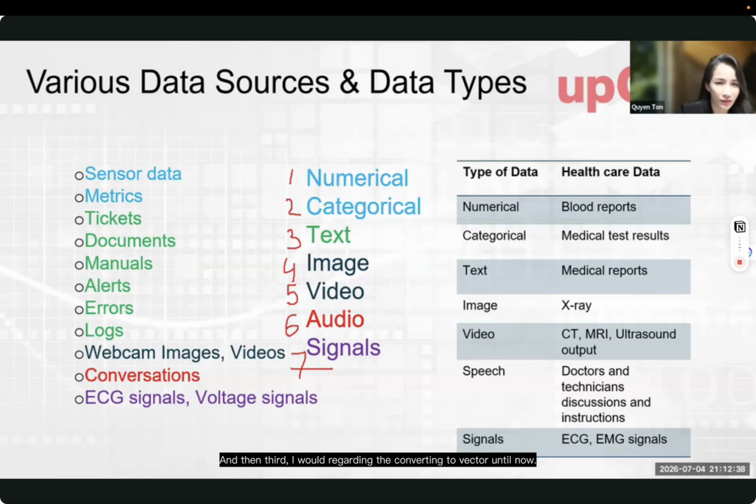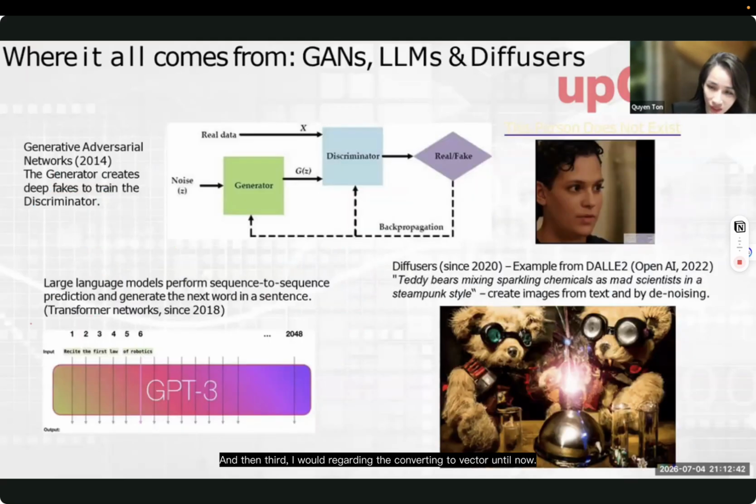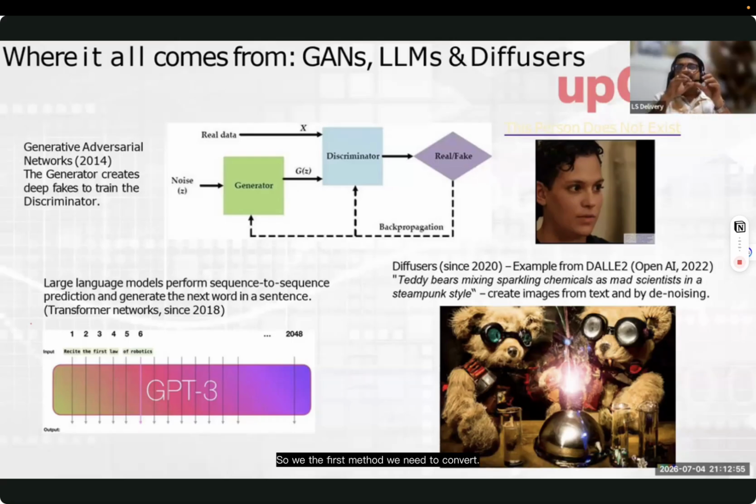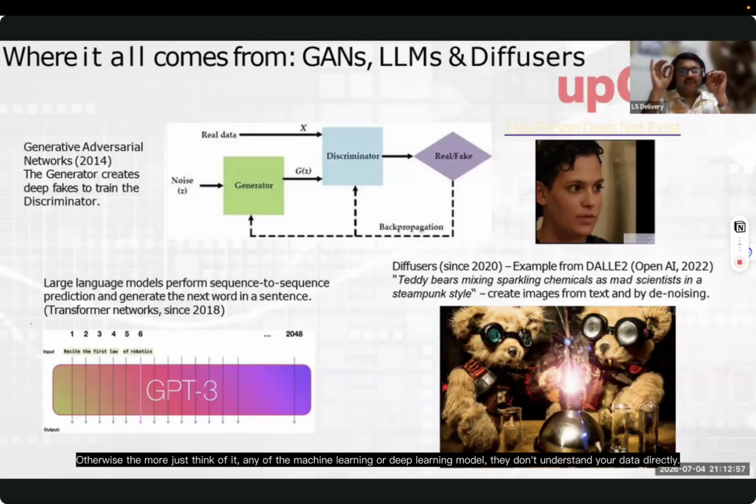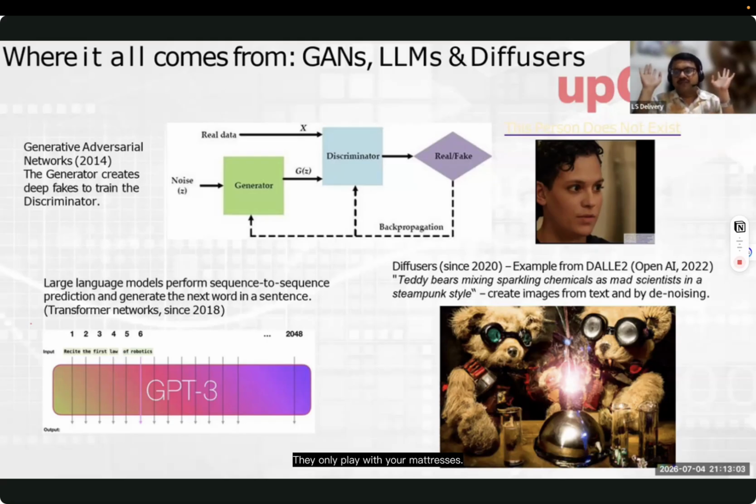And third, regarding converting to vectors: for the first method, you might not need to convert, or the best practice now is to convert everything to vectors. Even in the first method, we need to convert. Otherwise, any machine learning or deep learning model doesn't understand your data directly. They only play with matrices, whether it's deep learning or machine learning. So everybody needs to convert it.